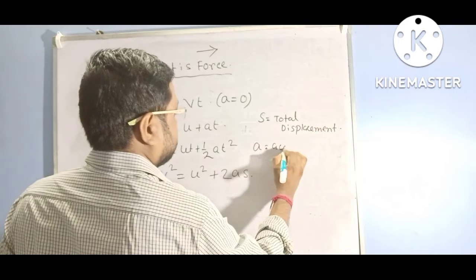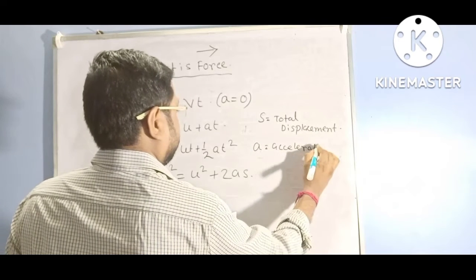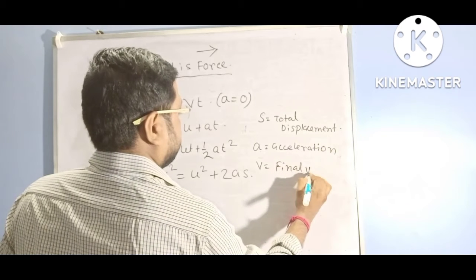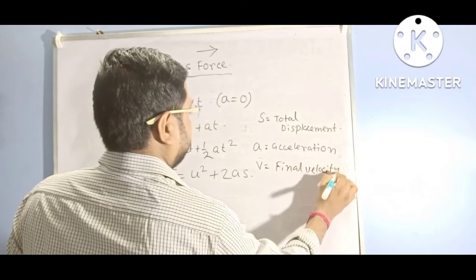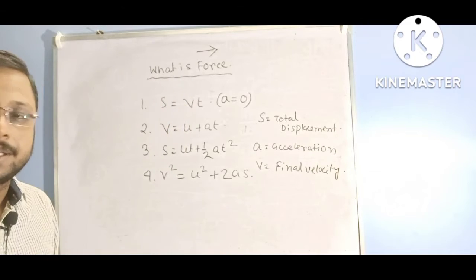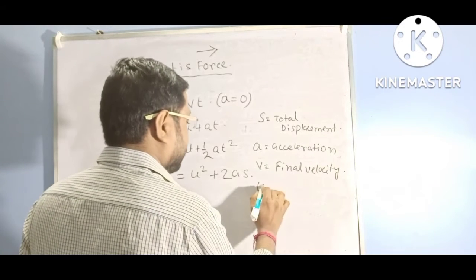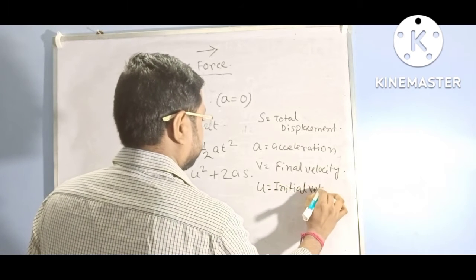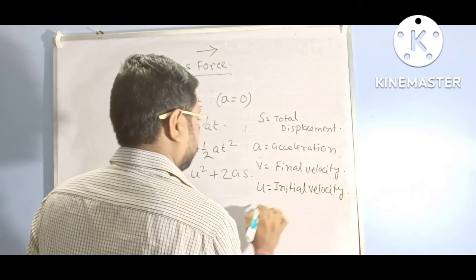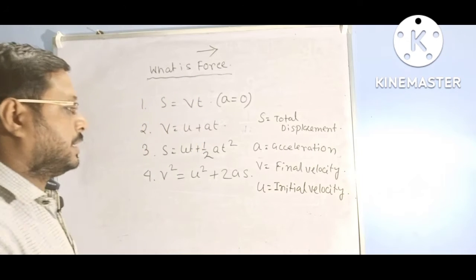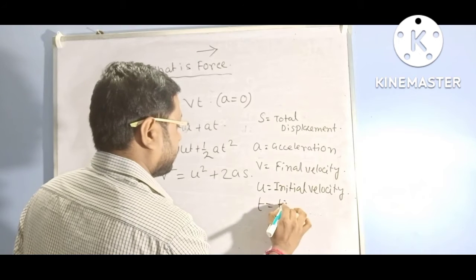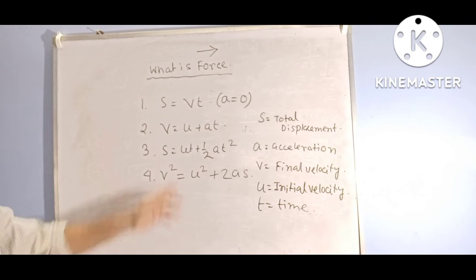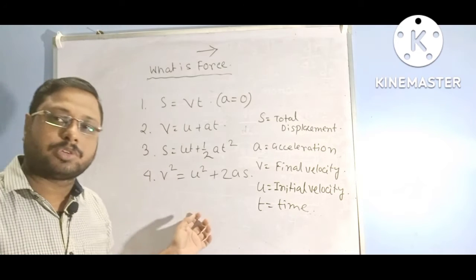A equal to acceleration. V equal to final velocity. Acceleration means change in velocity, so there will be two defined velocities, one initial, one final. V equal to final velocity, U equal to initial velocity, and T equal to total time. Please write down these four equations, we can use them to solve numericals.